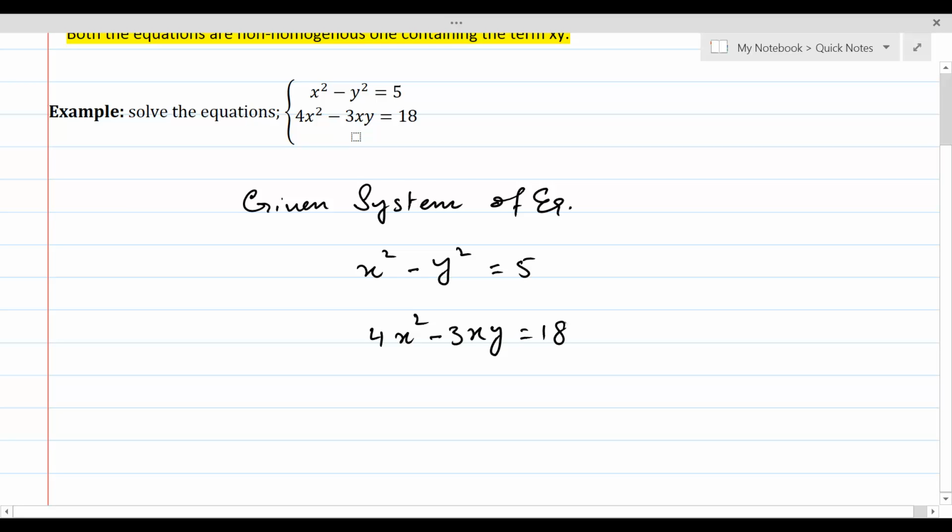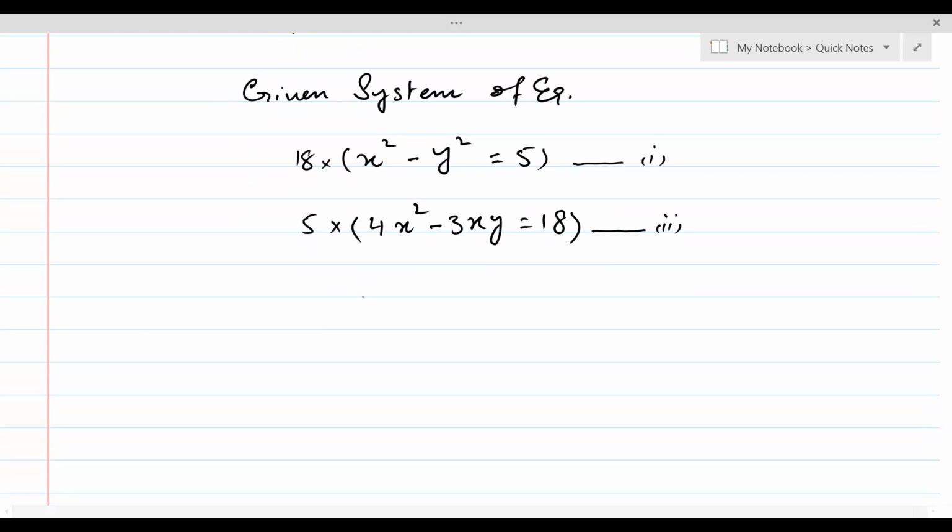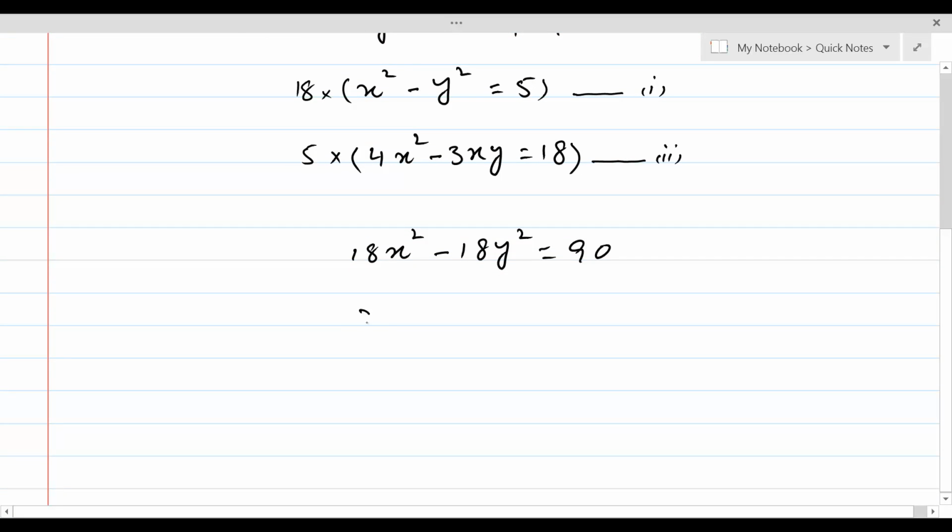Our strategy will be to eliminate the constant on the right hand side, and for that purpose we are going to multiply equation 1 by 18 and equation 2 by 5. So let's multiply this with 18 and equation 2 we will multiply with 5. This will give us 18x squared minus 18y squared equal to 90. And the second equation will become 20x squared minus 15xy equal to 90.